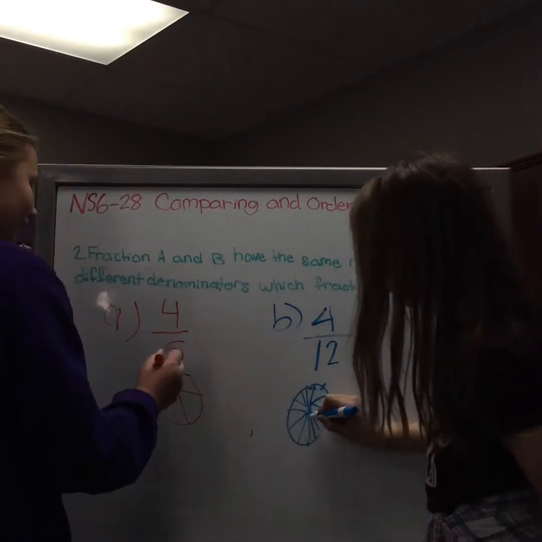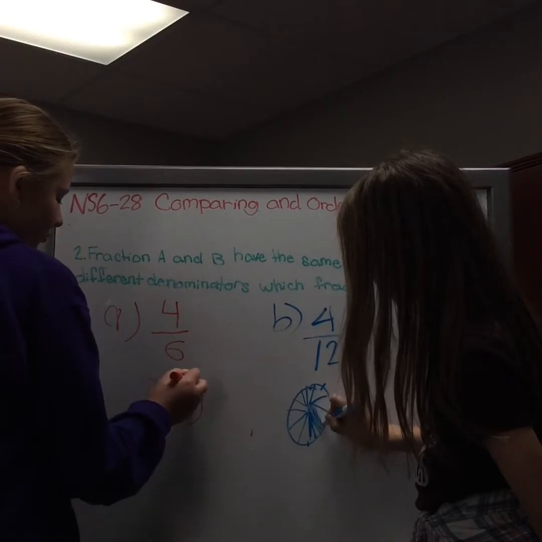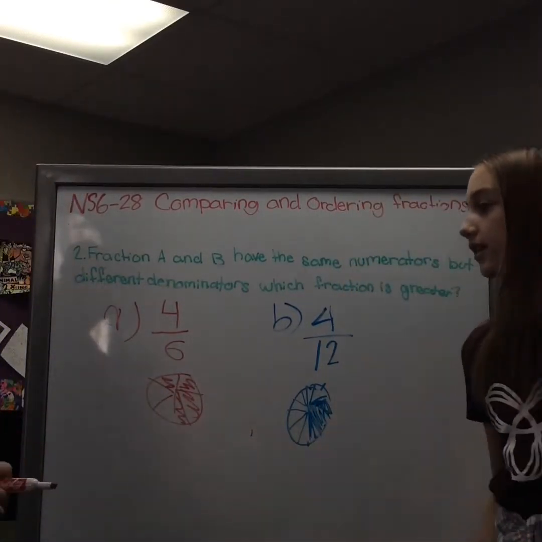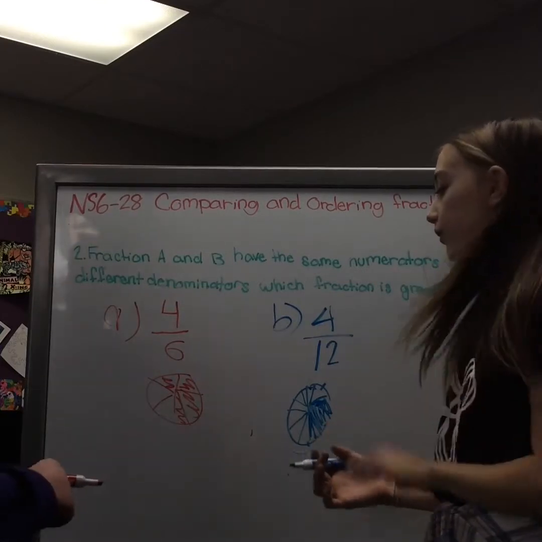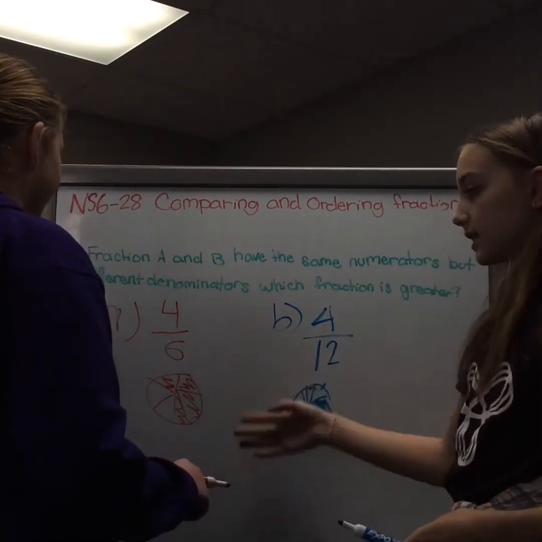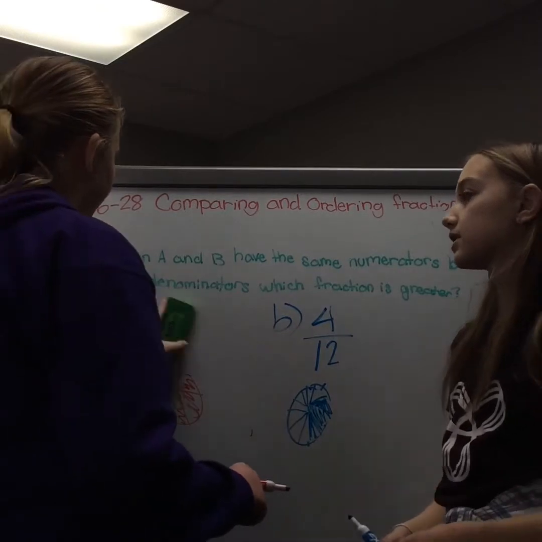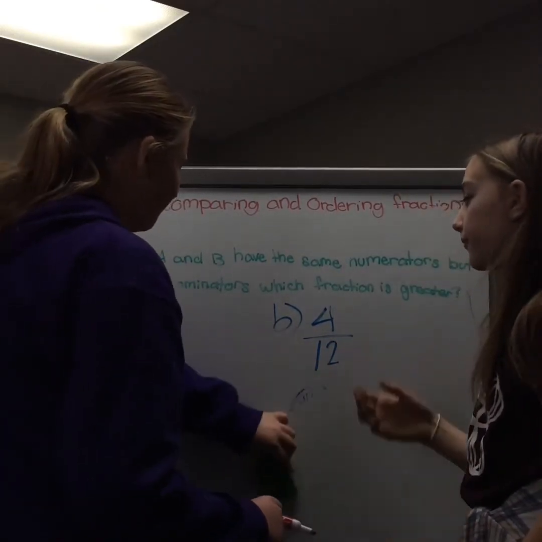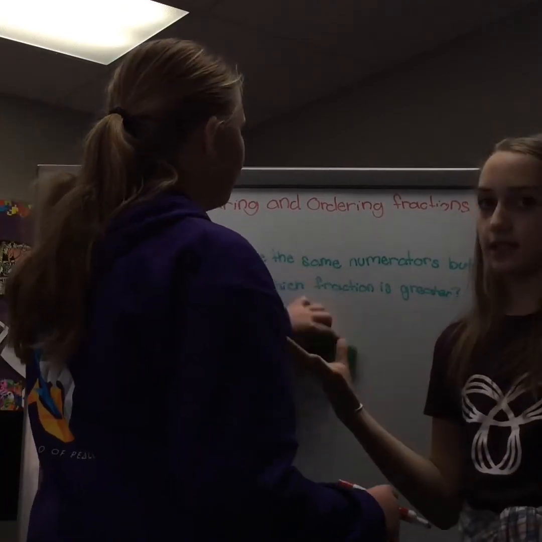And then you color in 4. 1, 2, 3, 4. This one has the majority of the fraction filled because there are less pieces, so then they cover more space of each piece, so then it's bigger altogether. And 4 is closer to 6 than it is to 12.